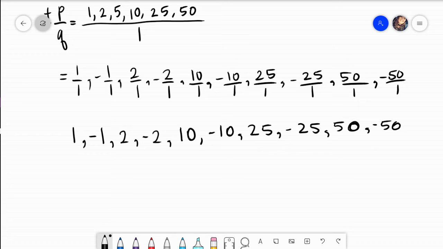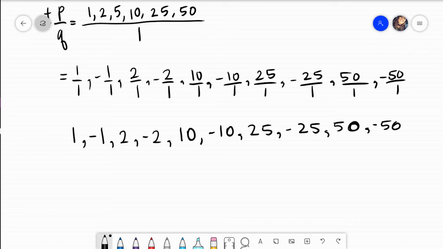If it was, say, 5, I'd have a fraction. I'd have 1/5. I'd have 2/5. I would have 2. I would have 3. Nope, just kidding. I would have 5. I would have 10. Like, you would actually evaluate those fractions, right? Just like we did here. So this is the list of all of the possible rational zeros.